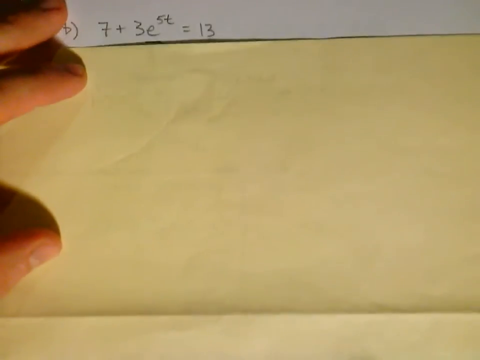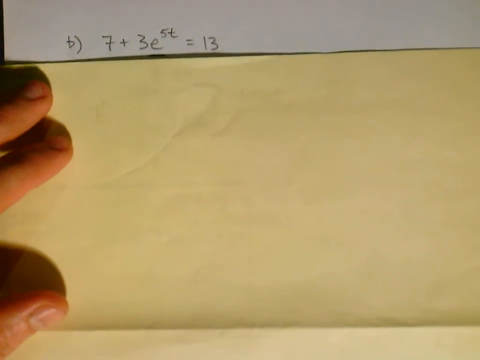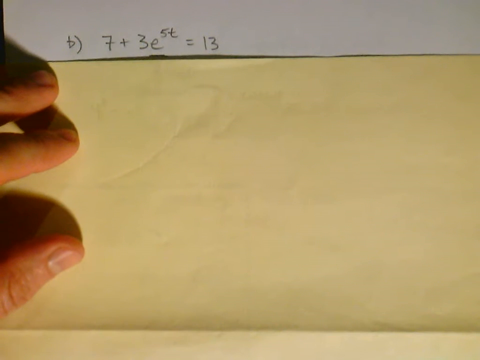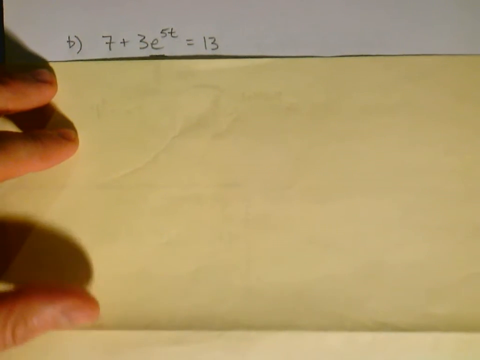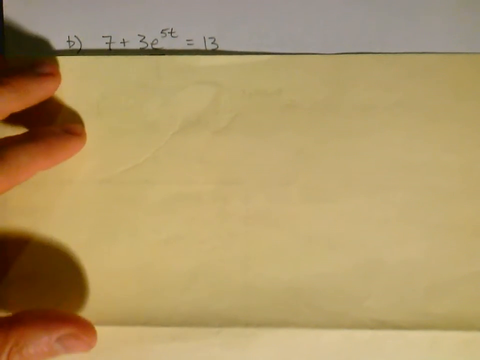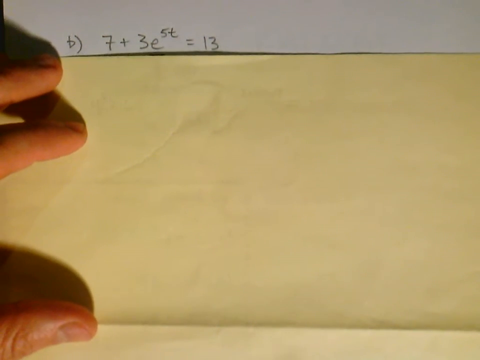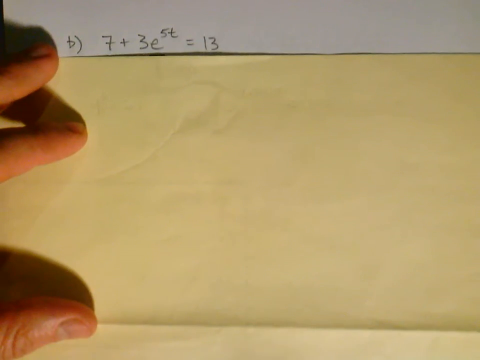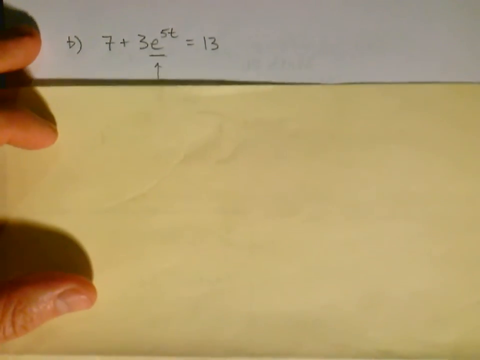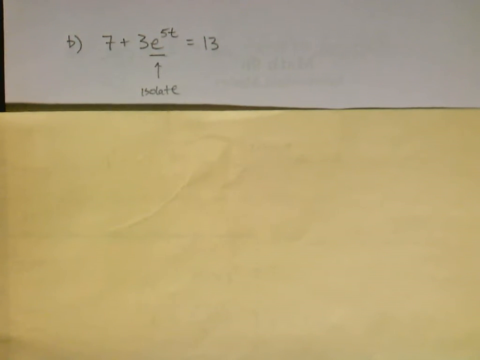Here's another exponential equation. 7 plus 3 e to the 5t equals 13. So the first thing we want to do as we're looking at all that is to isolate our exponential. We need to get that by itself.